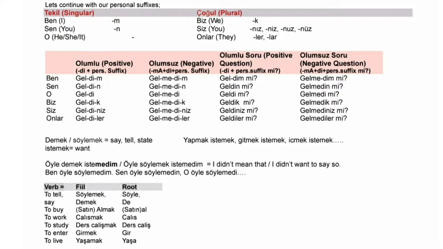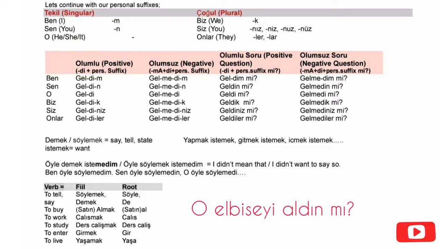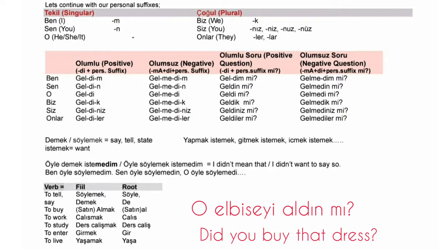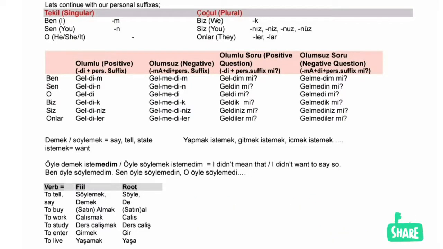For example, to buy. So you can use only almak or satın almak. Satın almak, to buy. It's up to you actually. Or almak means take as well, without satın. Take something. So let's give an example. For example, we can ask a question. O elbiseyi aldın mı? Did you buy that dress? Perhaps we've been shopping together and we saw something, but I don't know if you bought it or not. I'm asking, did you buy that dress? O elbiseyi aldın mı?